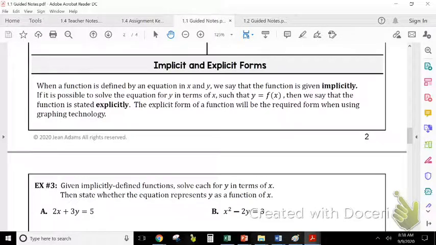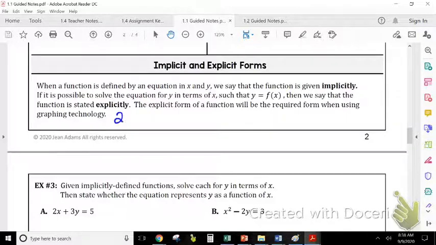Okay, lesson 1.1 continued. So we were talking about function basics. And so here we're talking about implicit and explicit forms. So it says, when a function is defined by an equation in x and y, we say the function is given implicitly. If it is possible to solve the equation for y in terms of x, such that y is equal to f of x, then we say the function is stated explicitly. The explicit form of a function will be required when using graphing technology.